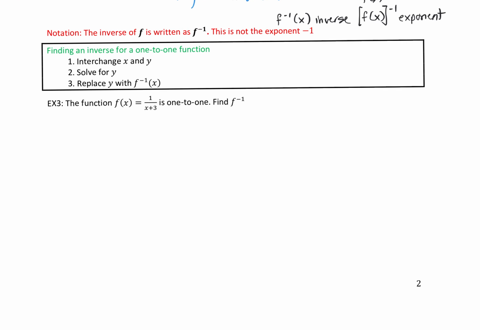So if you do have a one-to-one function, it's going to have an inverse. How do you find the inverse? Well, it's very simple. All you do is exchange the x and y values in the equation, and then solve that equation for y. Once you have the y by itself on one side of the equal sign, you just replace it with the inverse notation.